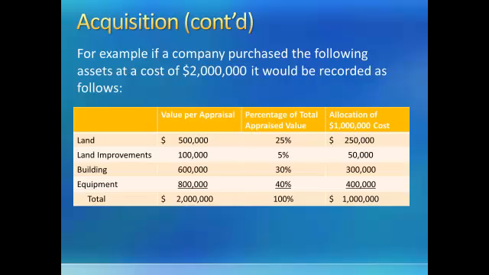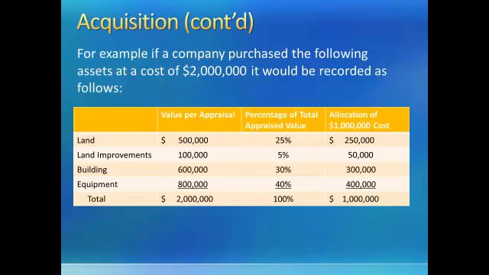So the land represents 25% of the total fair value of the asset based on the appraisal. The land improvements represent 5%, the building 30%, and the equipment 40%. If our purchase price was $1 million, that would suggest we got a pretty good deal relative to fair market value, but we need to record the assets on our books at the purchase price, not the fair value per the appraisal.